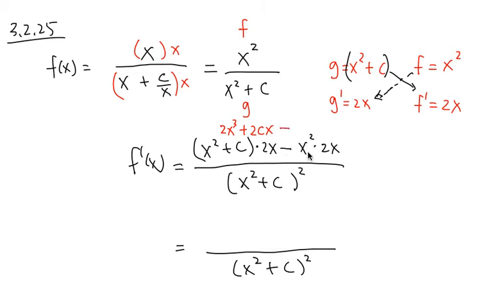and here I have x squared times 2x, that's the same as 2x to the third power. This is a positive 2x to the third power, this is a negative 2x to the third power, so I can cancel this one out and that one out. So altogether, on the top I just have 2cx all over the denominator, x squared plus c, parentheses squared, and this is my f prime of x.